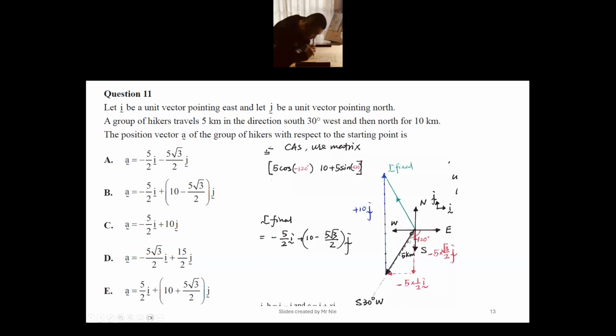So you can decompose this length 5 kilometers into two components in terms of i and j. You will use some trigonometric ratios here. So the vertical part is -5 times √3/2 j, and the horizontal part is traveling to the left, therefore it's -5 times half i. And from this point on, you just travel by 10 units up, so it's adding 10j. Eventually you add these two red components and the blue components together as the final position vector. So you will get option B.